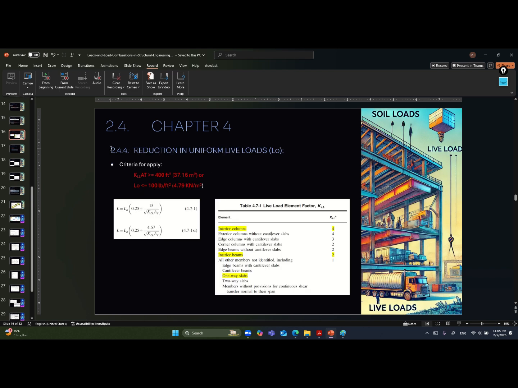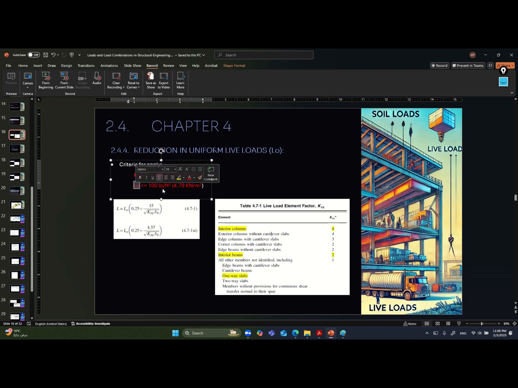Okay, another important thing is the reduction of uniform live load. The criteria for any reduction is based on this factor KLL multiplied by the tributary area. If it is more than 400 square feet, which corresponds to 37.16 square meters, then the reduction can be done. And the live load is less than 4.79. Those are the two criteria for using the live load reduction.